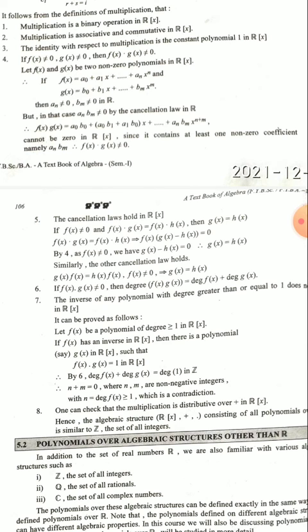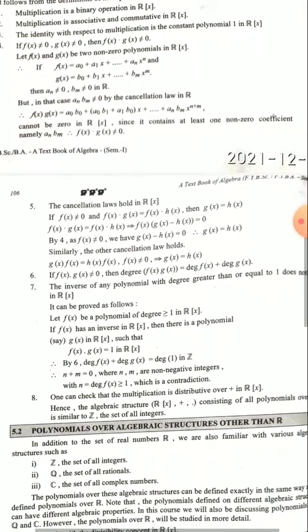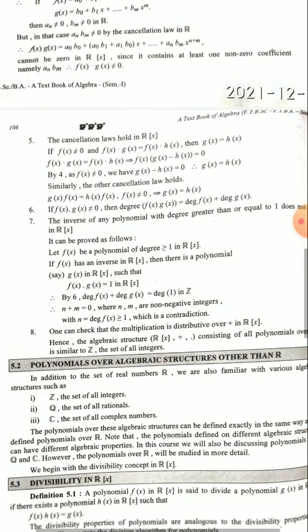If f of x into g of x is not equal to 0, then the degree of f of x into g of x is equal to the degree of f of x plus the degree of g of x. The inverse of any polynomial with degree greater than or equal to 1 does not exist in R of x. It can be proved as follows. The proof is given here. So let us stop here. Thank you.